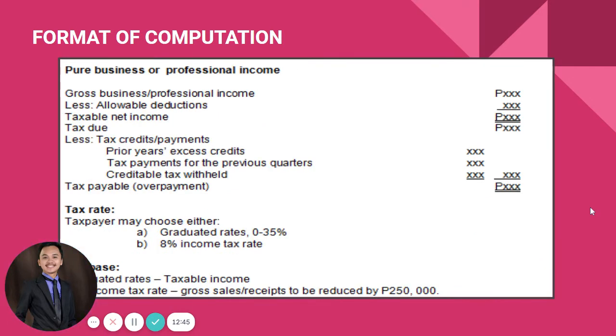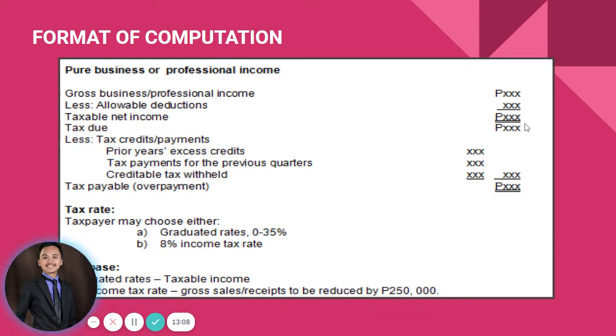Now let's proceed. What if the income earned is pure business or pure professional? Okay? Business or professional income. So to compute for your taxable income and tax due, guys, we have here your gross business or professional income less allowable deductions to compute for your taxable income.